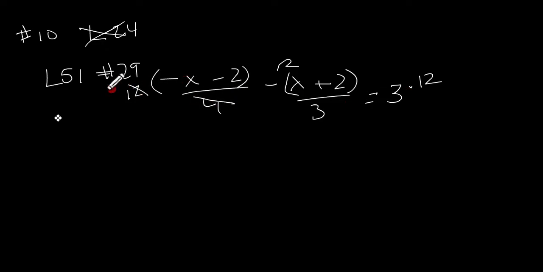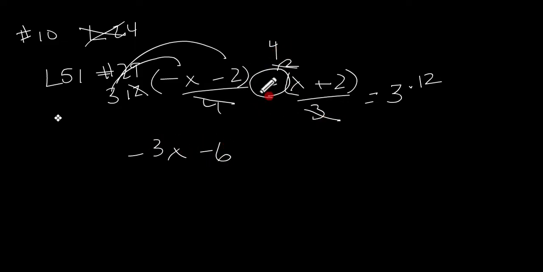So 4 goes into 12 3 times. I'm going to distribute the 3 through, so we're going to get negative 3x minus 6. 3 goes into 12 4 times. Don't forget this negative. So it's going to be negative 4x minus 8 equals 36.